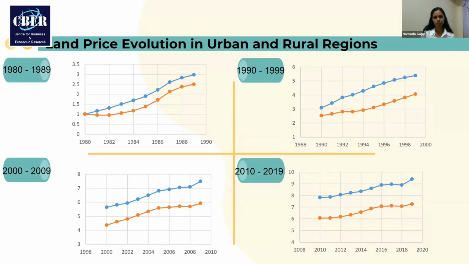So we have two samples which were considered. When we look at the land prices in the urban region, given in blue in the graphic, and for rural region, given in orange, we note that over the past 4 decades, consistently, land prices in urban regions have been superior to land prices in rural regions.